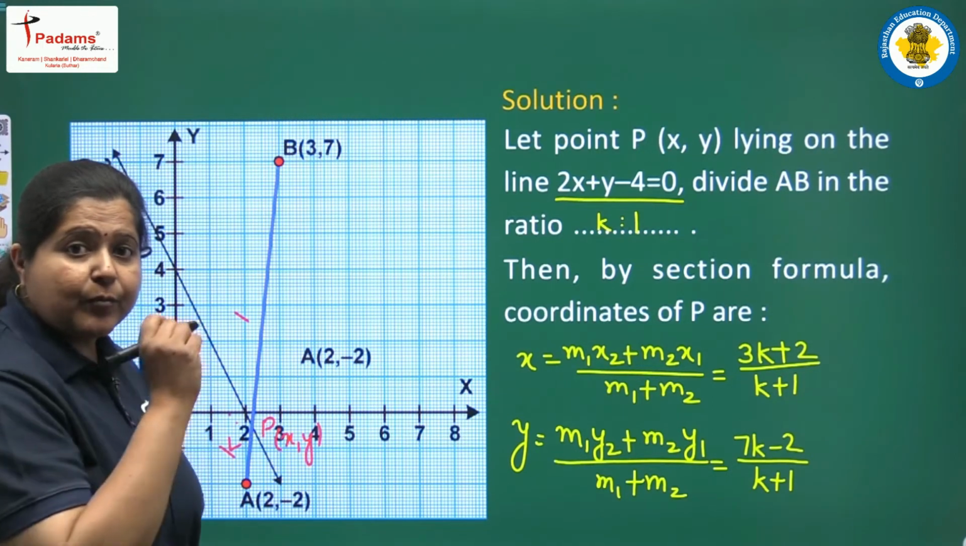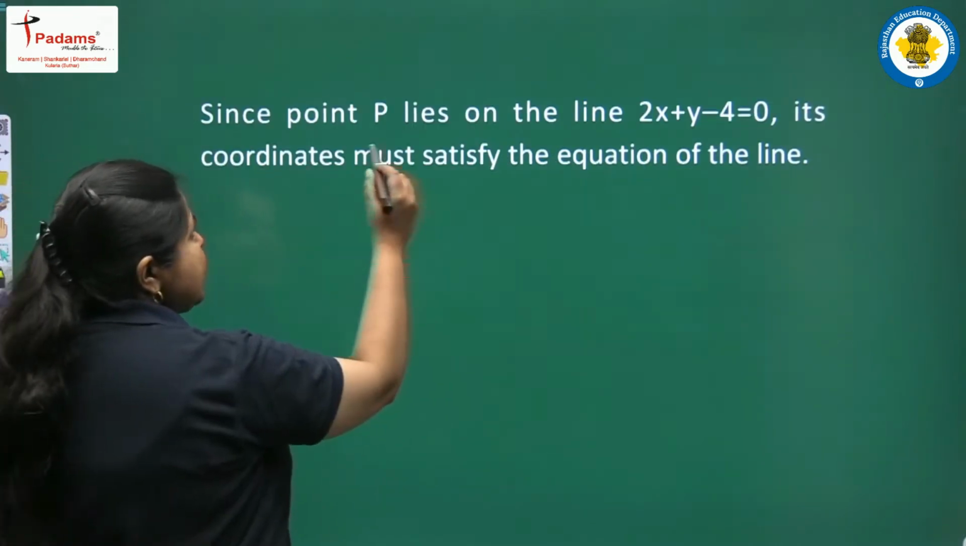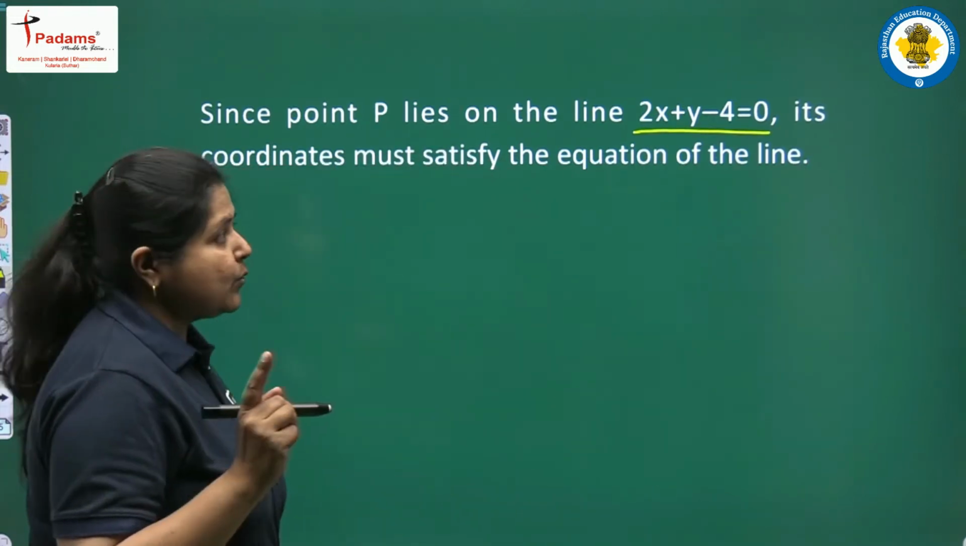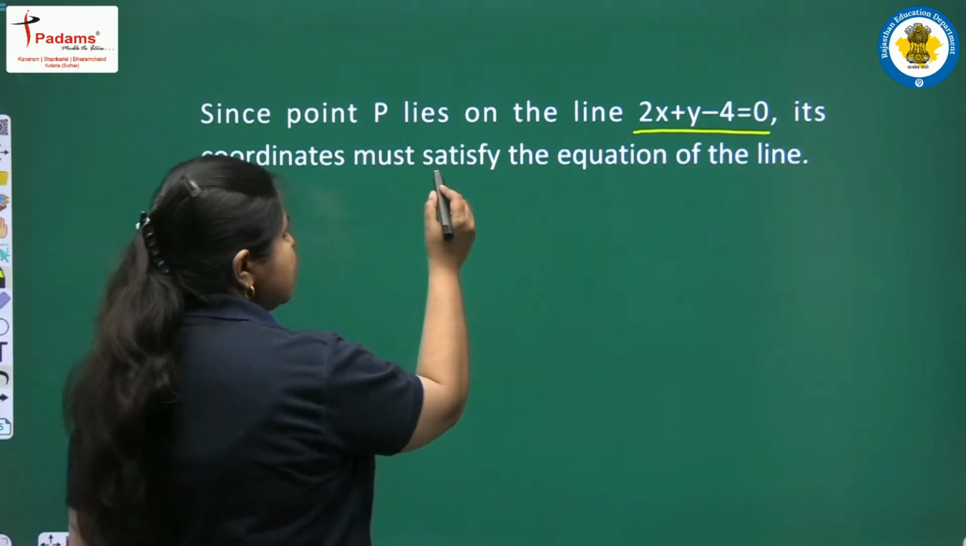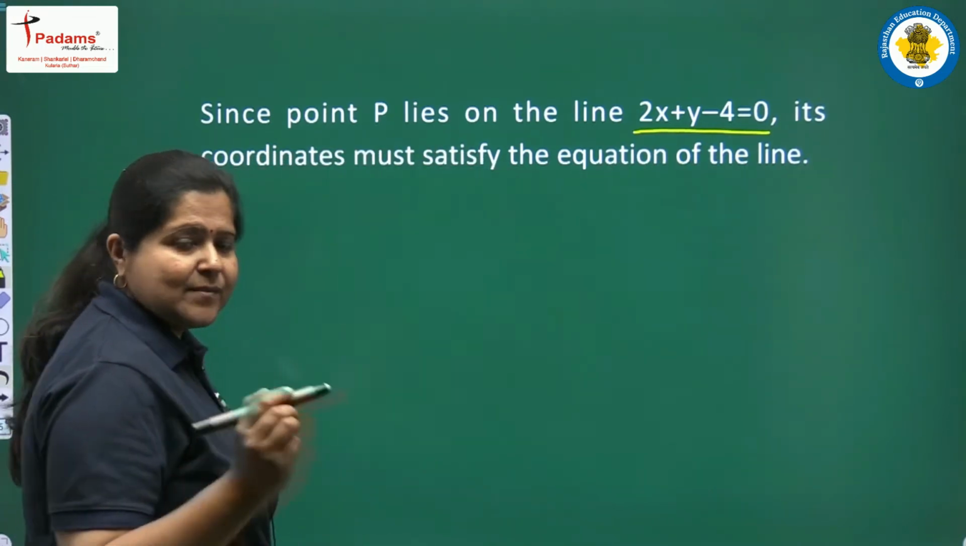So the coordinates of point P should satisfy this equation. We write here, since point P lies on the line with equation 2x plus y minus 4 equal to 0, its coordinates must satisfy the equation of the line.